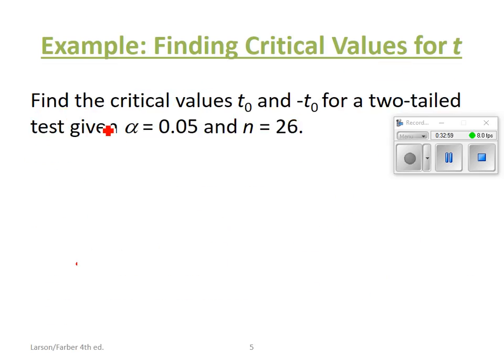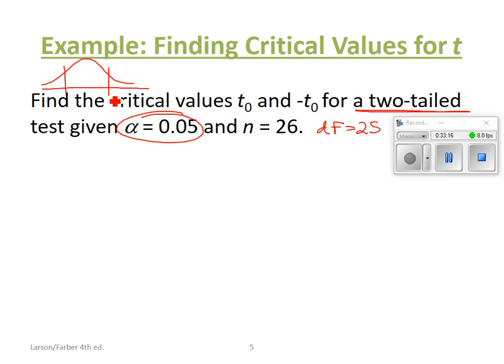Let's try another one. You got alpha 0.05, n is 26, so what's our df? 25. This time we're two-tailed. So when we draw our little graph, it's going to look like this. How many answers is he going to have for this one? Two. He's going to have one here and one there, right? So we look at 0.05, two-tailed, and 25. Is it 2.060? Negative and positive 2.060. Yep.